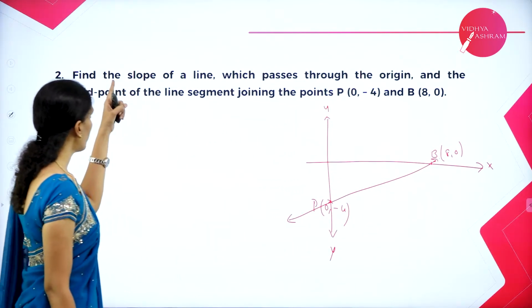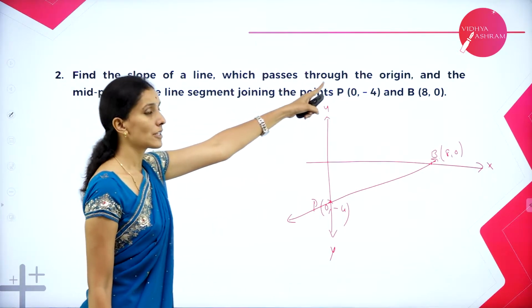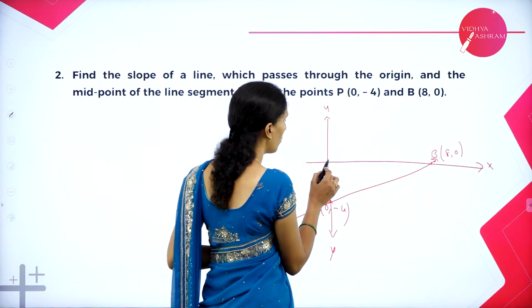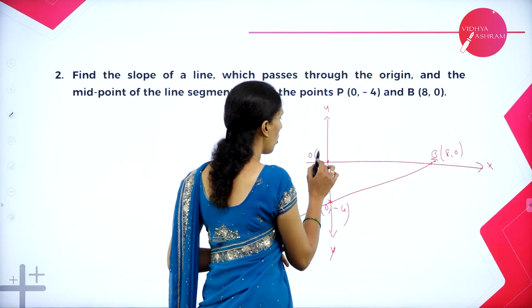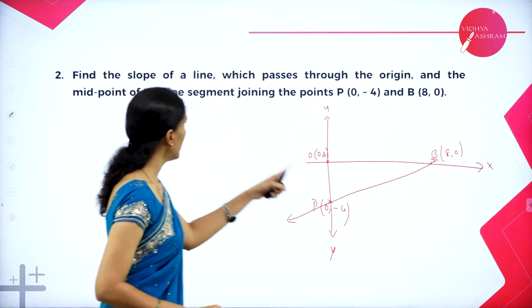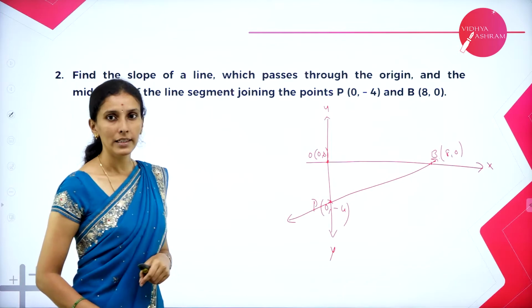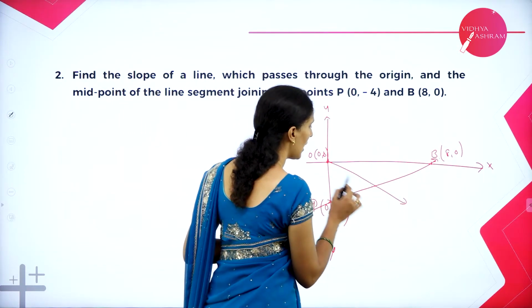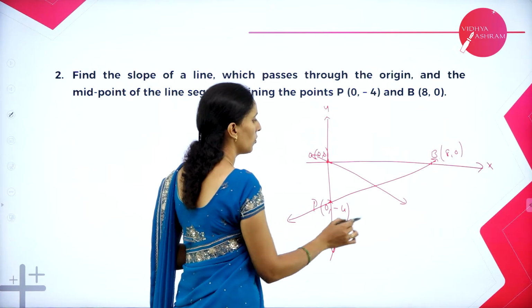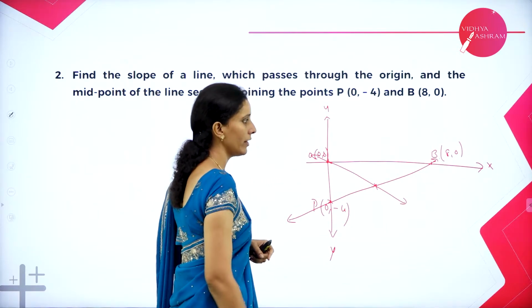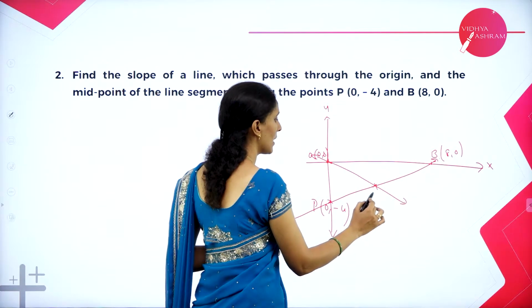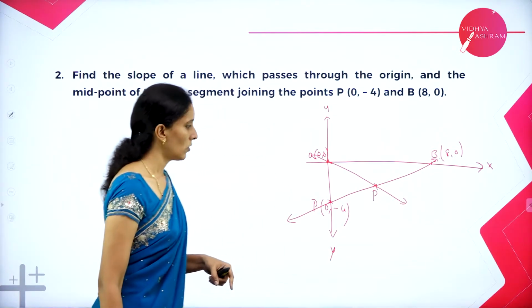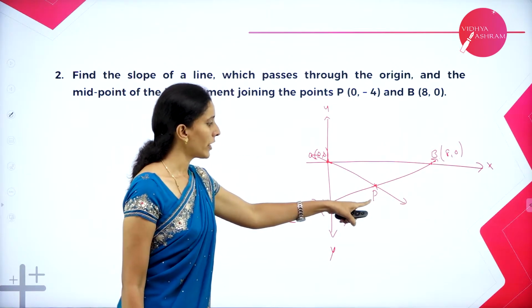Now we have to find the slope of a line which passes through the origin. So we have one more point which passes through the origin and the line segment joining this point. So this is the line now. We have to calculate this point. Let me call this point P. First, let us find the point P.